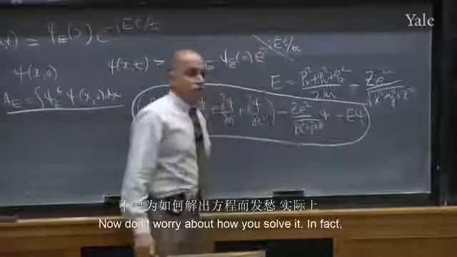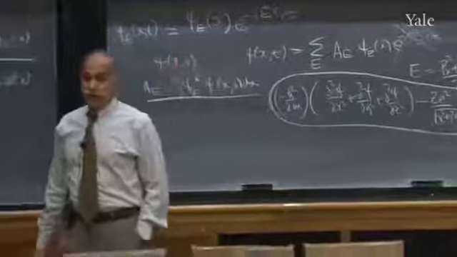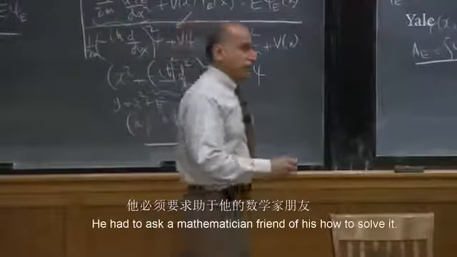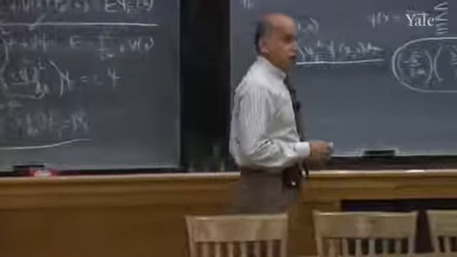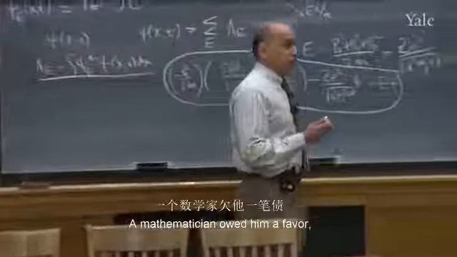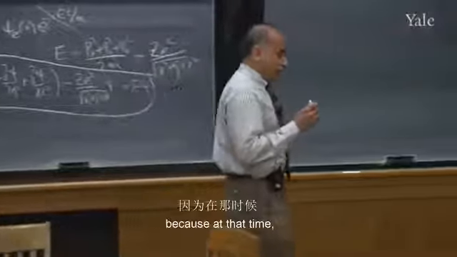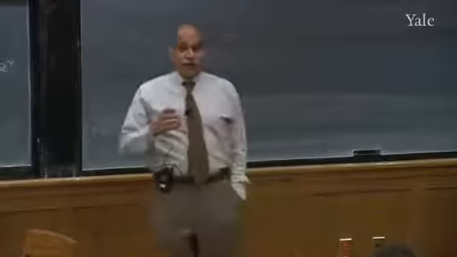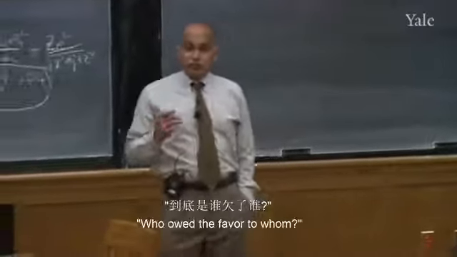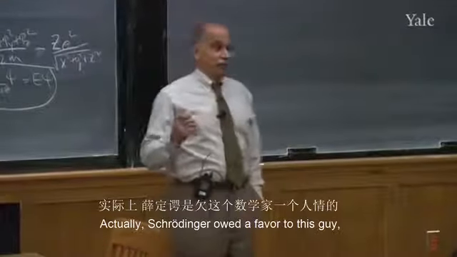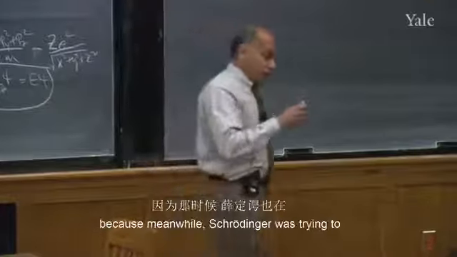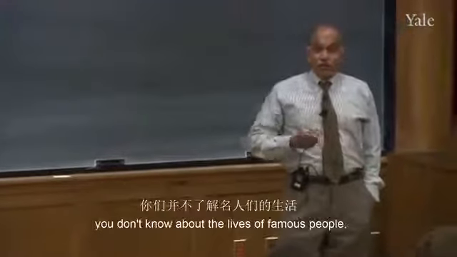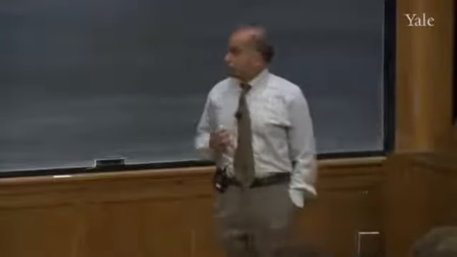Now, don't worry about how you solve it. In fact, even Schrodinger did not know how to solve it. He had to ask a mathematician friend of his how to solve it. So the mathematician owed him a favor, because at that time, the mathematician was having an affair with Schrodinger's wife. And you might say, who owed the favor to whom? Actually, Schrodinger owed a favor to this guy, because meanwhile, Schrodinger was trying to seduce a pair of underage twins. These are all very interesting things you don't know about the lives of famous people.